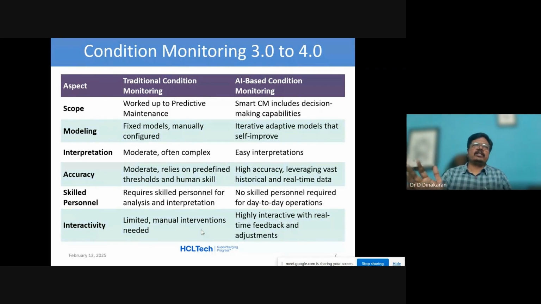We all know that predictive maintenance basically uses sensor data, and before the machine fails, it gives an alarm or indication to us so that we can rectify the problem, right? In traditional condition monitoring, even in predictive maintenance, you can do it just by seeing the data. That's the scope of traditional condition monitoring. When you apply AI-based smart algorithms, that includes decision-making capabilities. Previously it just showed the data, but here it can take a decision by itself.